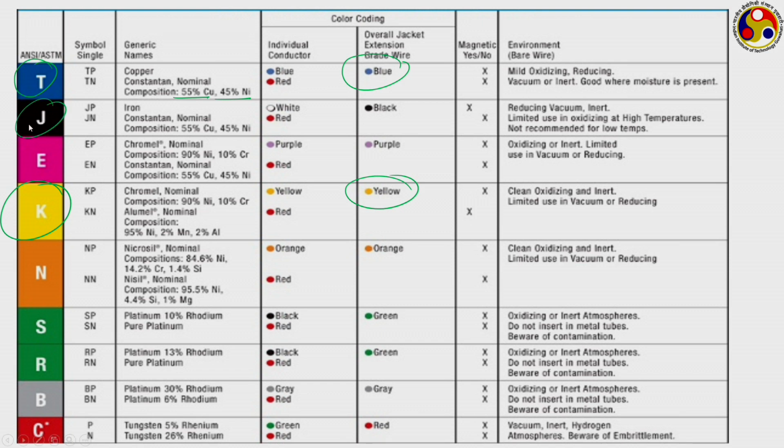J is also used. In case of J, you have iron on one side and constantan, which is an alloy of copper and nickel, as the negative material. It has a black cover. Others are generally used for different purposes, like the platinum or tungsten based ones, which are used for high temperature measurement, and are also limited to precise or very accurate use, because they are much more expensive compared to the T or J type thermocouples.